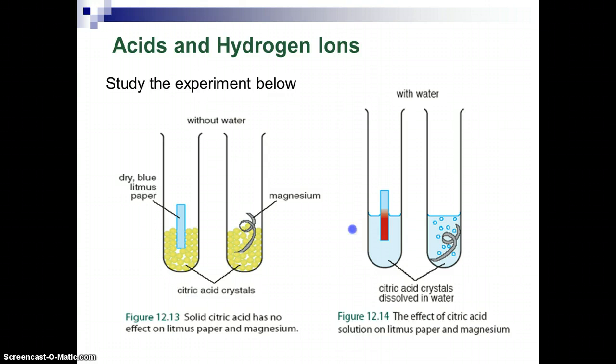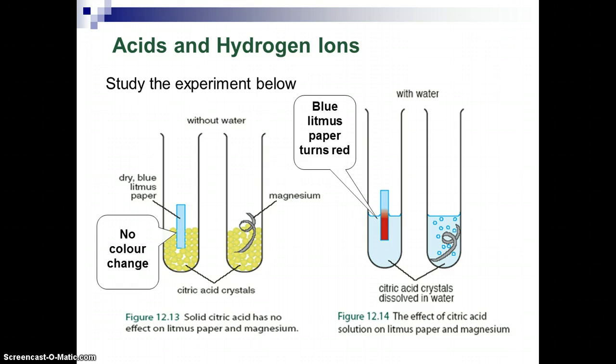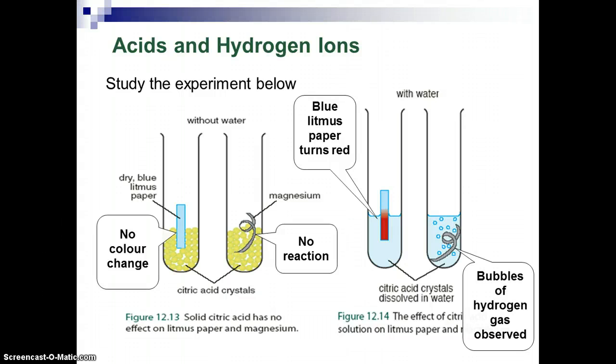In tube number 1, there is no color change in the litmus paper. But in tube number 3, the blue litmus paper has turned red. Same thing in tube 2, there is no reaction with the magnesium strip. Whereas with water, in tube 4, bubbles of hydrogen gas are observed, being given out from the magnesium strip.